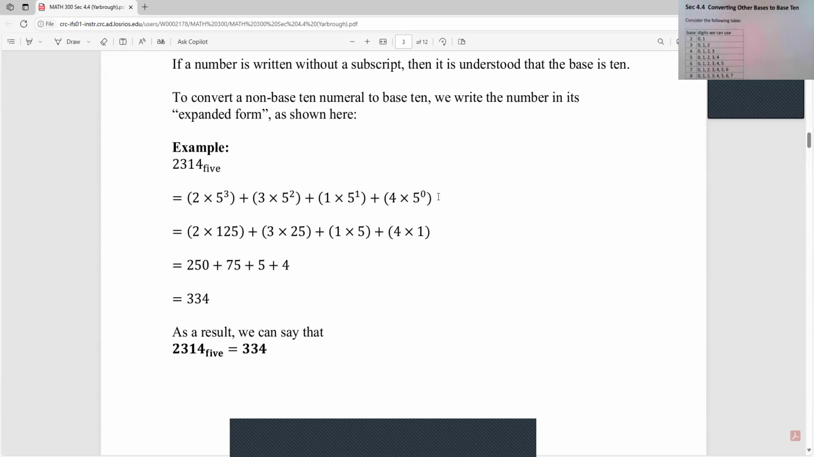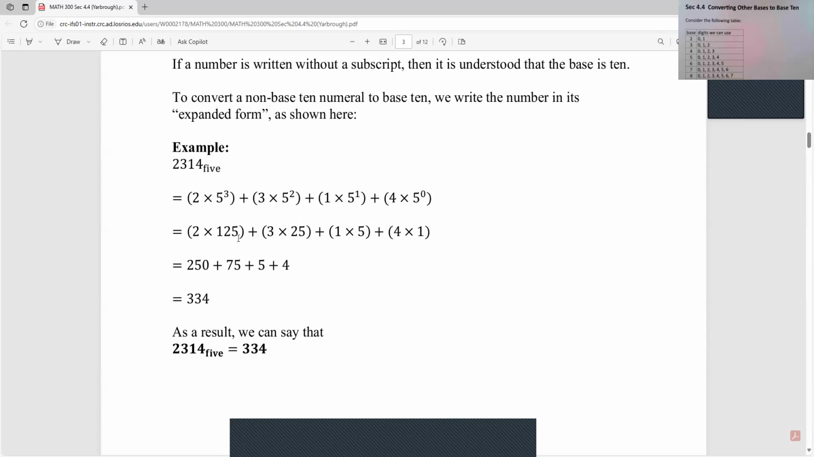Again, we're using fives because it says base 5. That subscript after the 2314 is base 5. Normally, we would put tens in place of all those fives, but not when we're doing base 5. So 5 to the third is 125, 5 to the second is 25, 5 to the first is 5, and 5 to the 0 is 1.